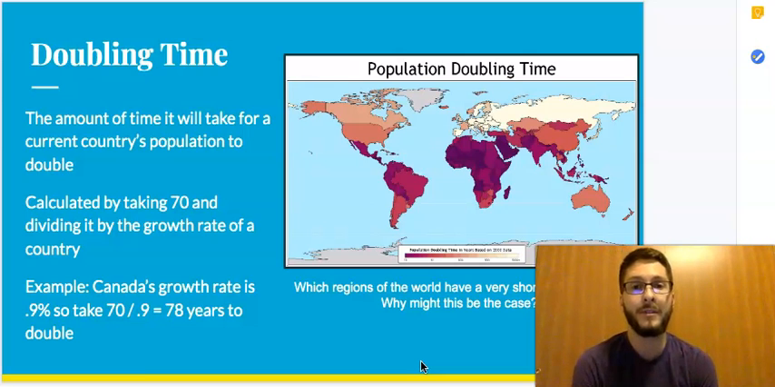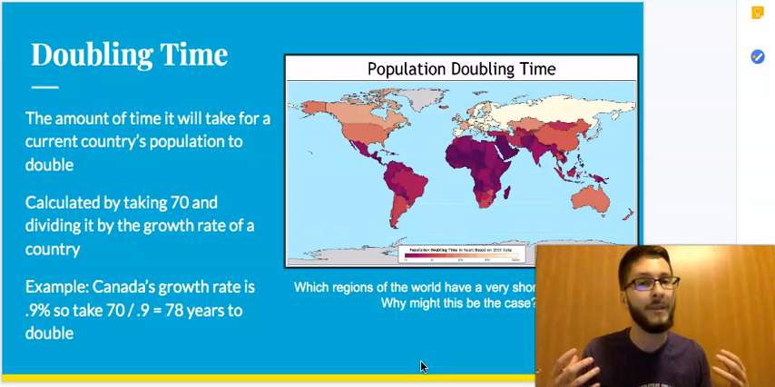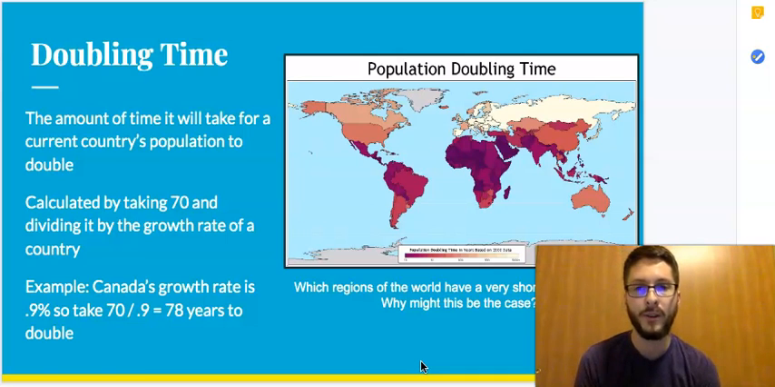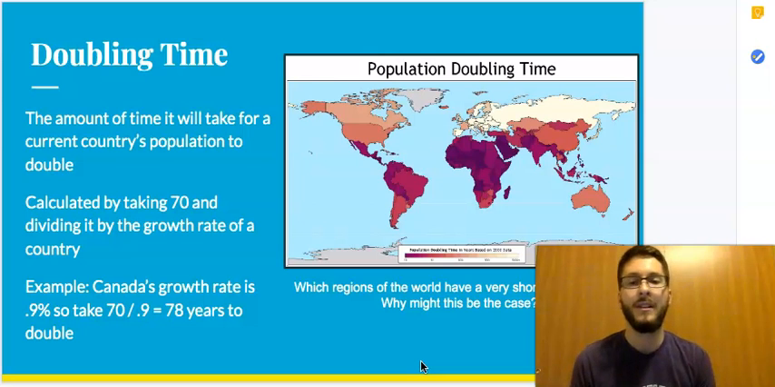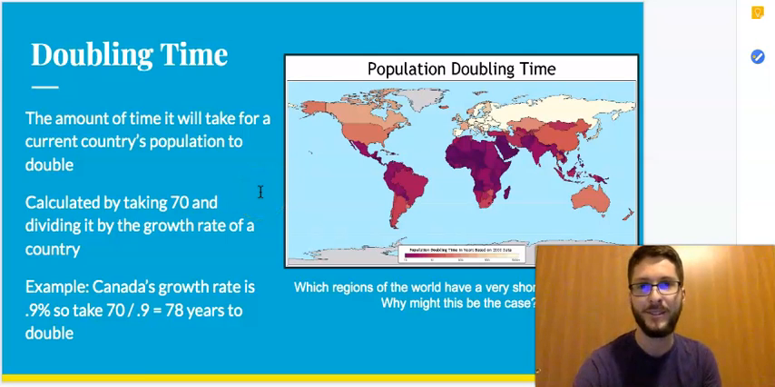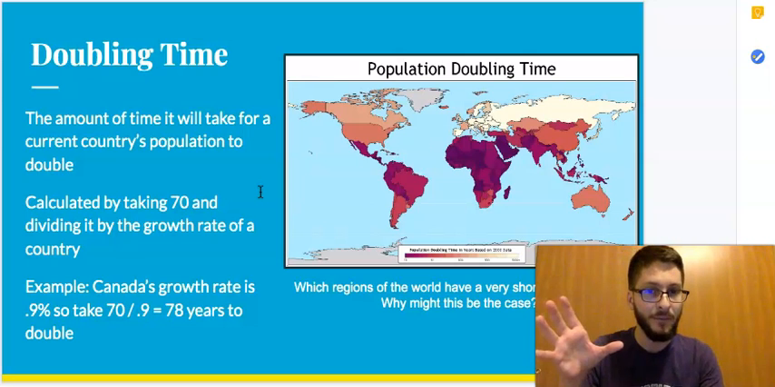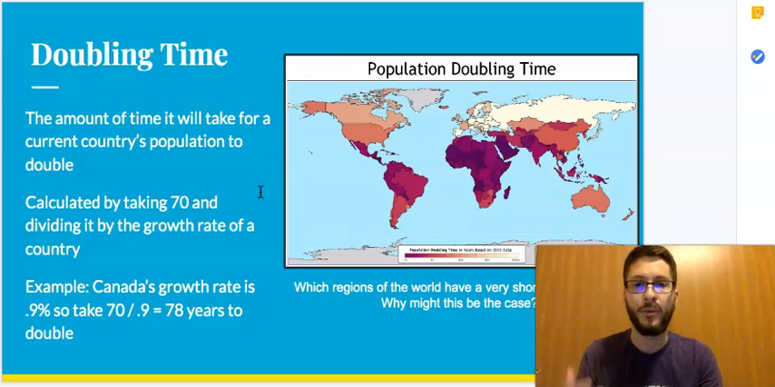But there are parts of the world where the population, because of the growth rate, because of having so many kids, that doubling time is actually fairly quick. So the amount of time it will take for a country's population to double, it's kind of arbitrary, this number 70. So if you're like, why 70? Just roll with it. That's just a mathematical thing. So you take the number 70 and then you divide it by the growth rate.